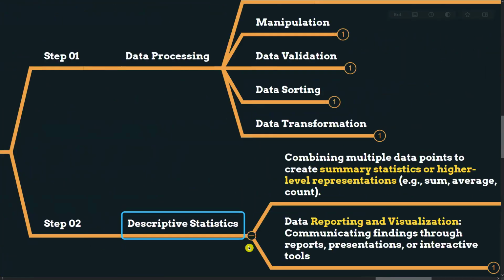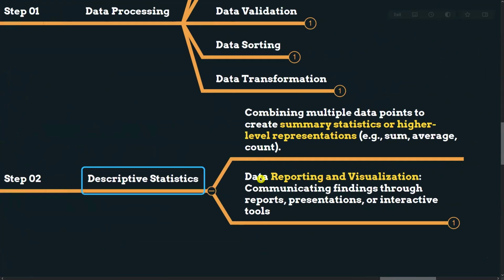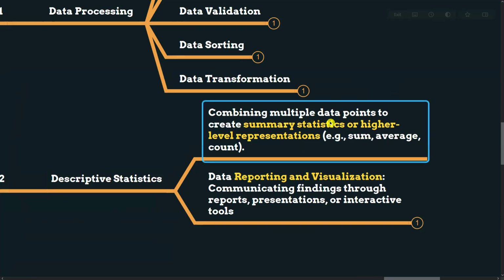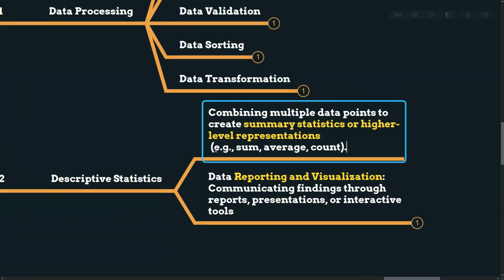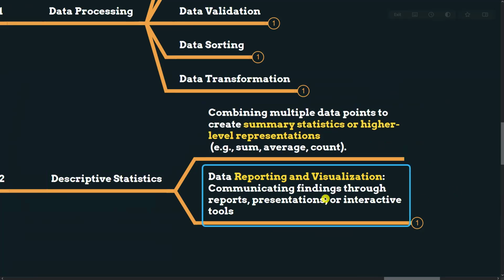And descriptive statistics: after we have transformed the data with data processing, we can combine multiple data points to create summary statistics or a high level representation. For an example, the sum of the total, the average, and the count, and we can produce reports and visualization, right? That's something called descriptive statistics. In these steps, what we are actually trying to do is summarize the data. For an example, you calculate the average number of cups of coffee sold per day or the total sales for the month. That's something called descriptive analytics. And also you will do data reporting and visualization.